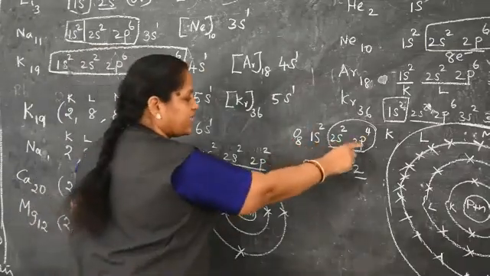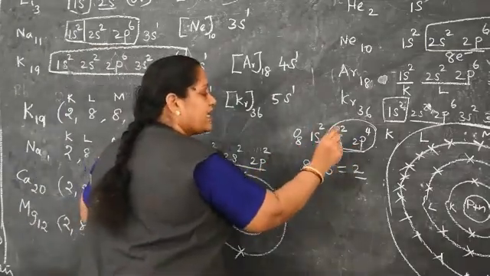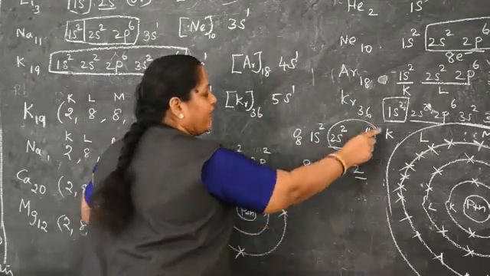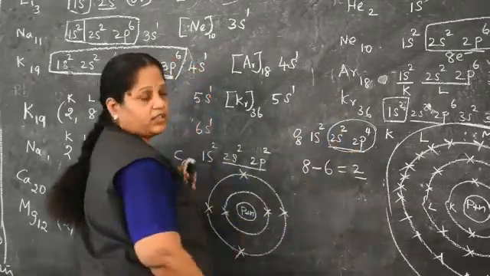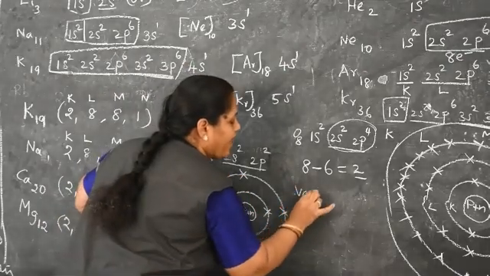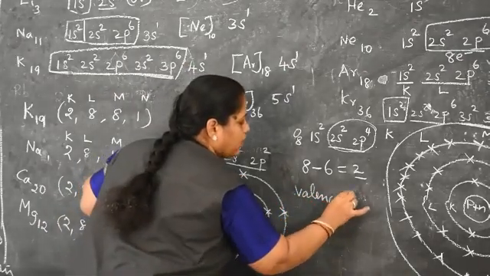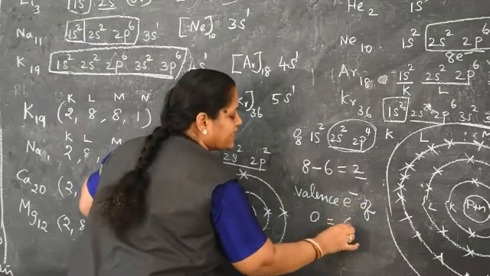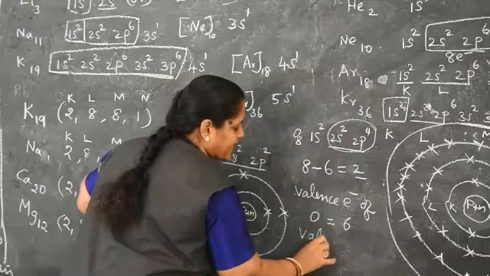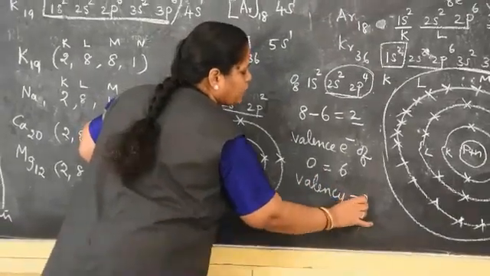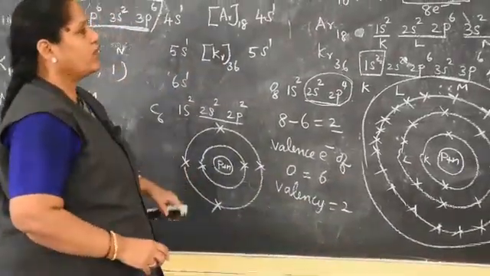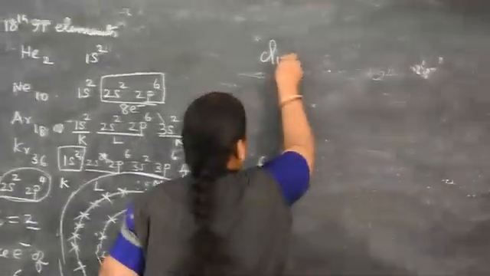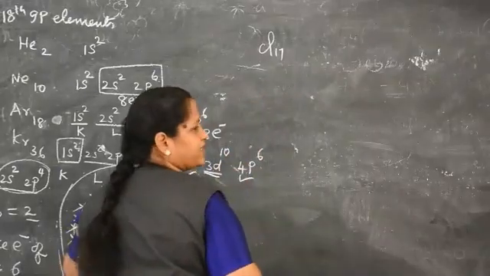What is the meaning of this? If the outermost cell consists of more than 4 electrons, then those are called valence electrons. So the valence electrons of oxygen are 6. What is the valency? It is 2 only. Now consider the chlorine atom. Chlorine atomic number 17.